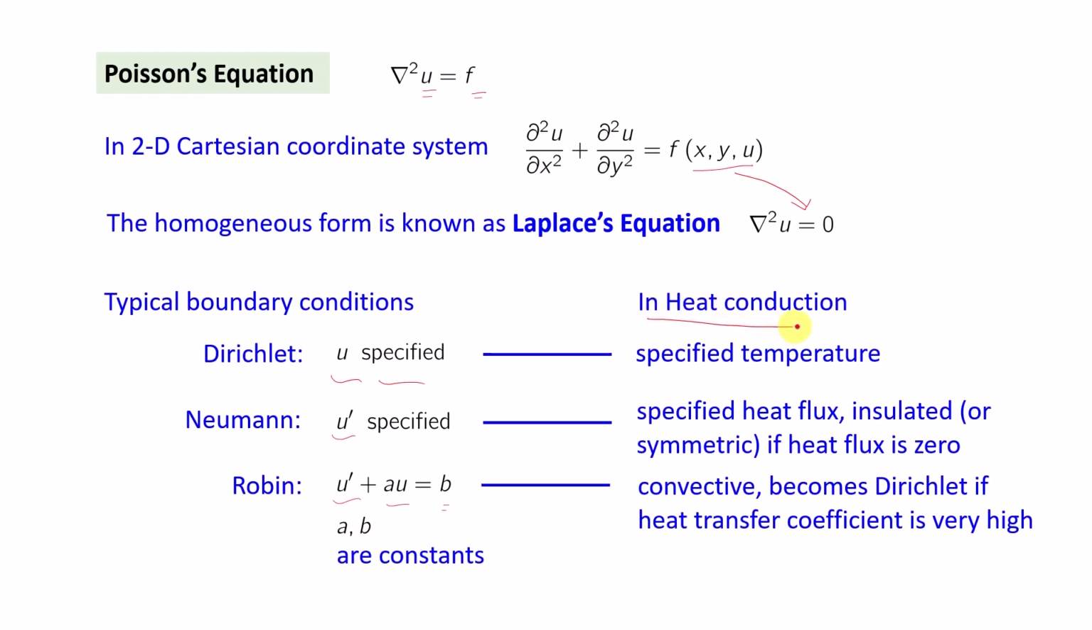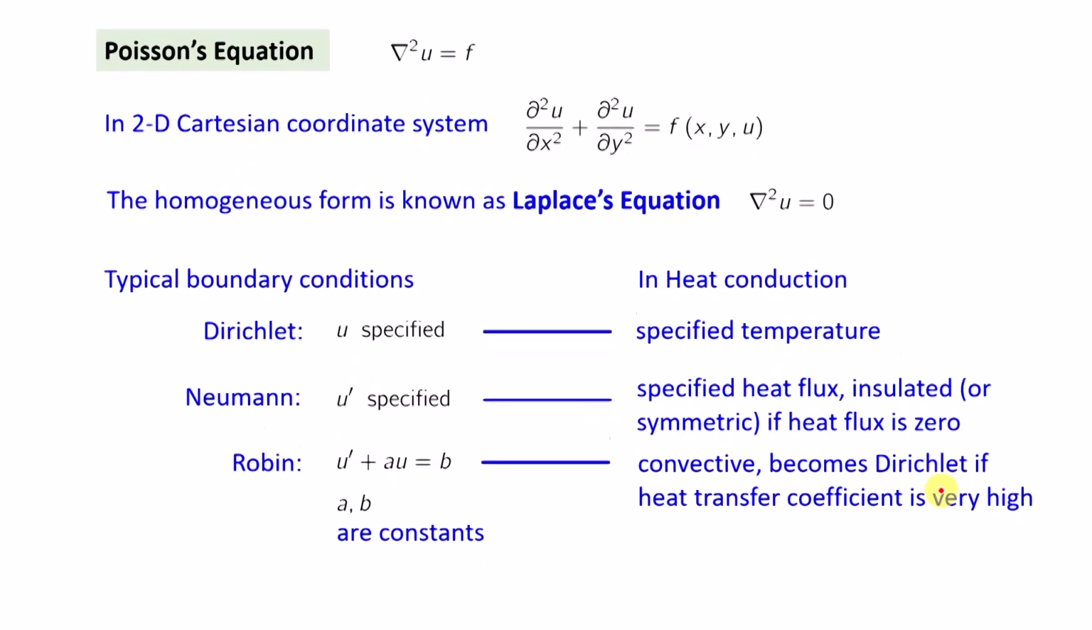In case of heat conduction, Dirichlet condition means specified temperature, Neumann condition means specified heat flux, and in a special case it could be insulated or symmetric, when heat flux is 0. Robin condition comes as a convective condition, and in the special case when the convective heat transfer coefficient is very, very high, it gives rise to a Dirichlet type condition.